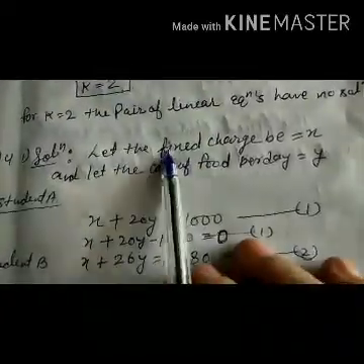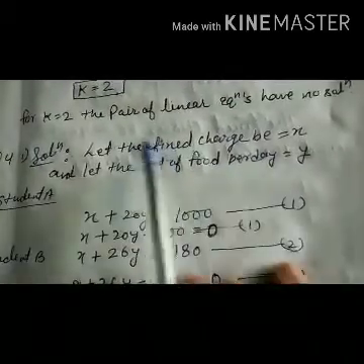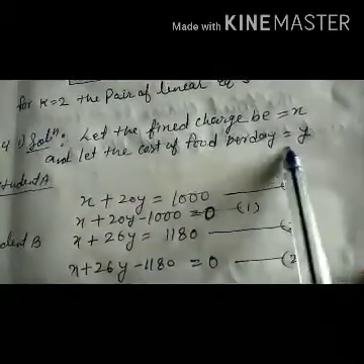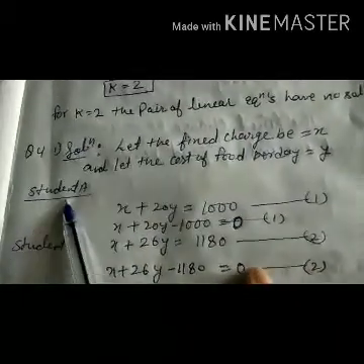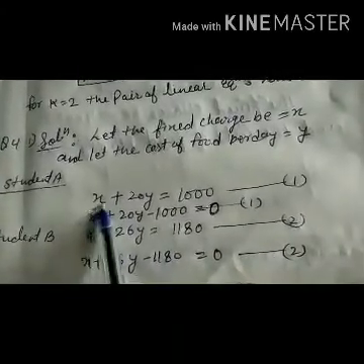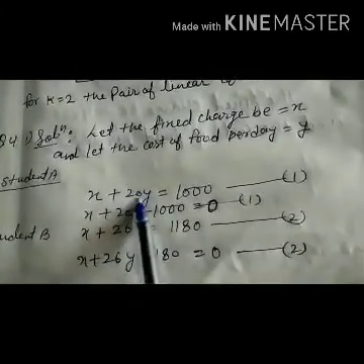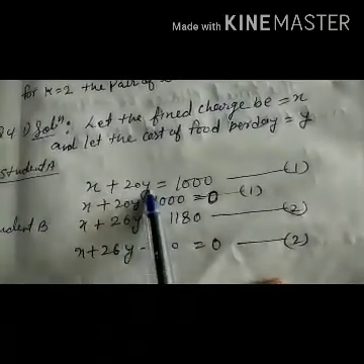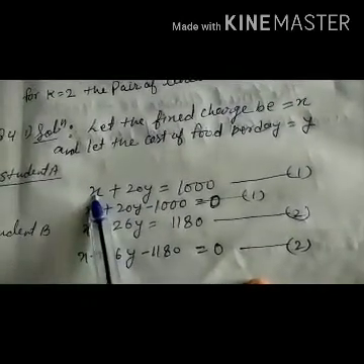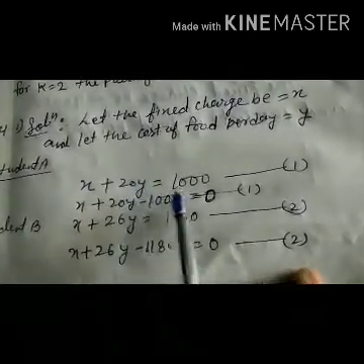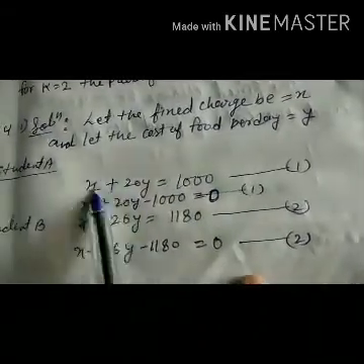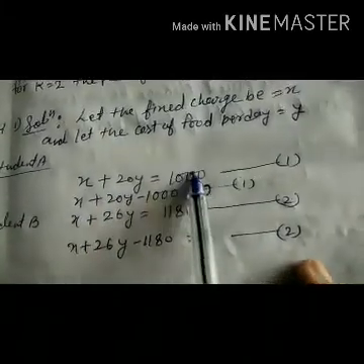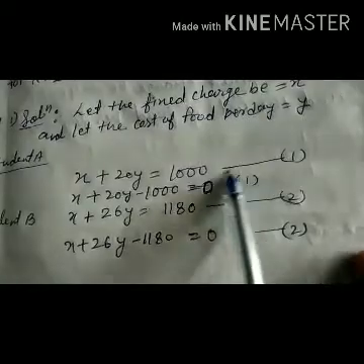Now we have in the hostel a fixed charge and the cost of food per day. So let the fixed charge be X and let the cost of food per day be Y. For the first condition, student A is taking food for 20 days. If the charge per day is Y, the 20-day charge will be 20Y, and the fixed charge is also there. So the fixed charge plus the charge of 20 days of food is equal to 1000 rupees. So X plus 20Y is equal to 1000, or X plus 20Y minus 1000 is equal to 0. This is equation number 1.